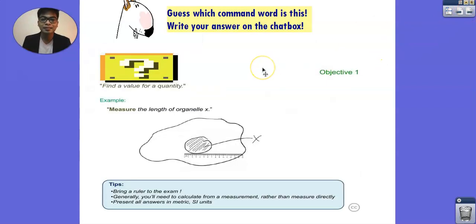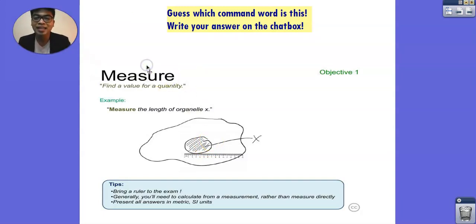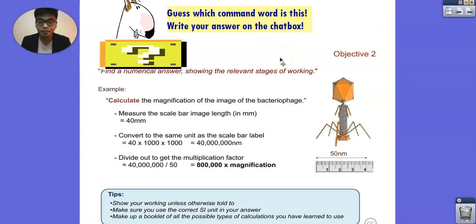Next, look at this one. This is a cell, and you need to identify the size of its nucleus. So we need to find the value for quantity, and what is this? Exactly, we call this measure. So when you need to measure, you need to bring your ruler. It will tell you if you need to or not, and you need to have your units on it. So one example of that is this one, okay?